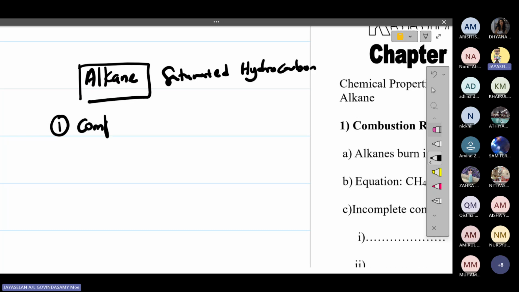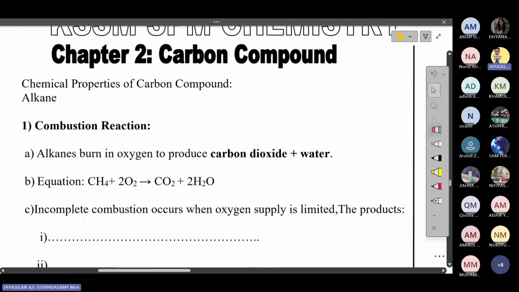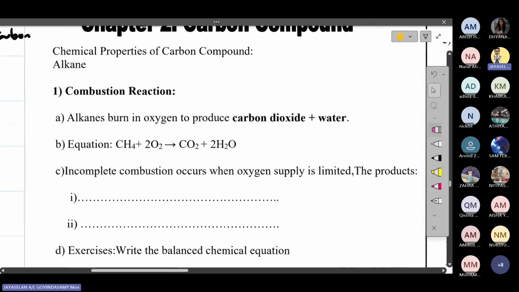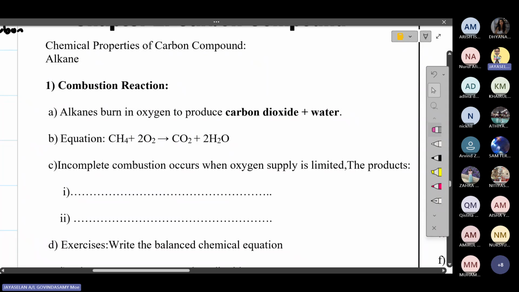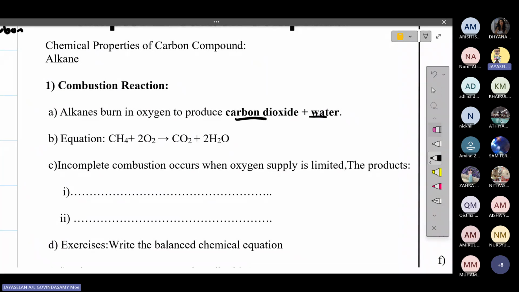Number 1, we call combustion. Number 2 is called substitution. Nama kena hafal, equation kena hafal. If condition means they want catalyst and temperature or pressure, kena hafal. Alkane dua reaction sahaja. Number 1, alkane combustion reaction. Ini kena hafal. Alkane burn with the presence of excess of oxygen, producing carbon dioxide and water.